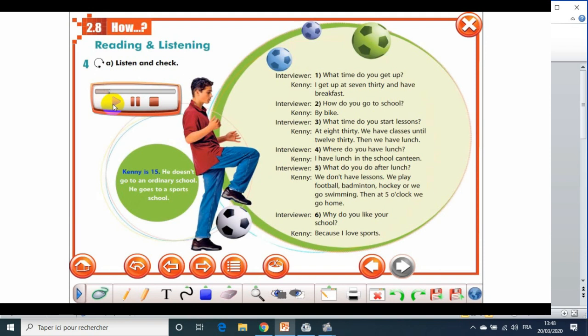Kenny is 15. He doesn't go to an ordinary school. He goes to a sports school.